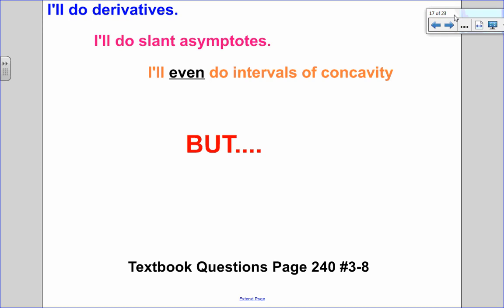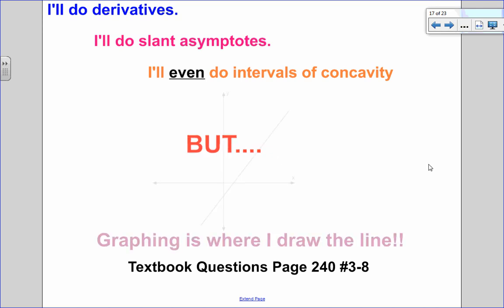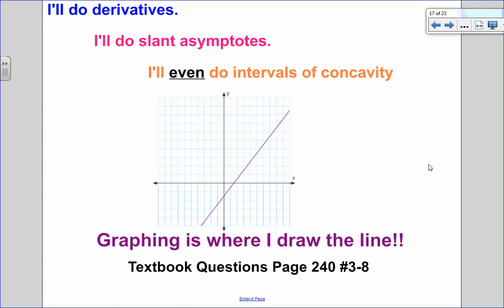Okay, super long lesson, I know, but you guys can go ahead and look at the homework. When it comes to calculus, I will do derivatives. I'll do slant asymptotes. I'll even do intervals of concavity, which I've done several times. But to be honest with you, graphing is where I draw the line.